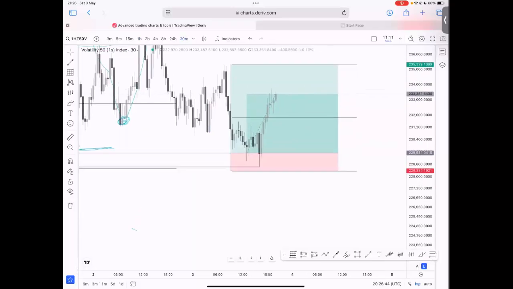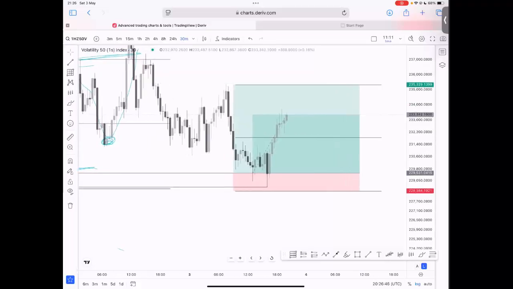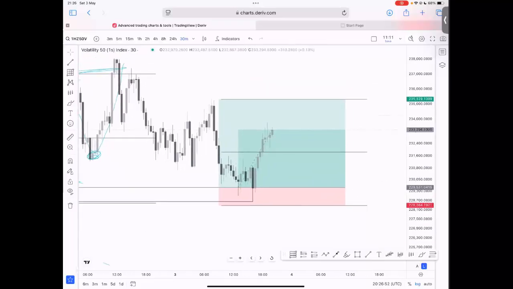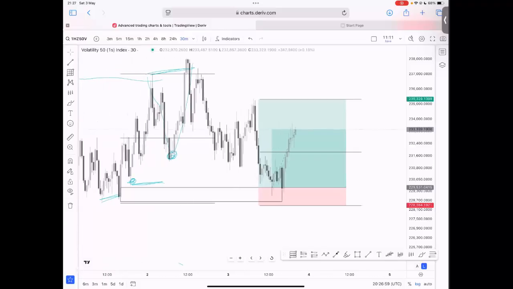Now, when price mitigated entry, the first thing to notice is the fact that price closed above the entry with a hammer candlestick, all right, which is your confirmation that this is a valid setup. You've had a setup that met all of your criteria.